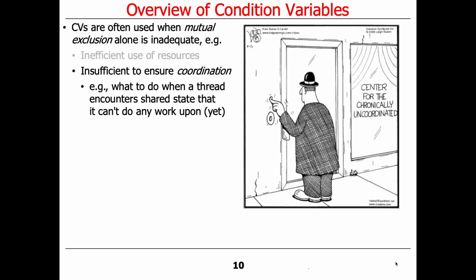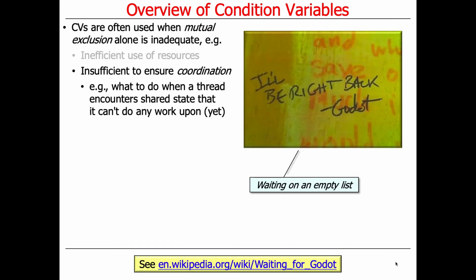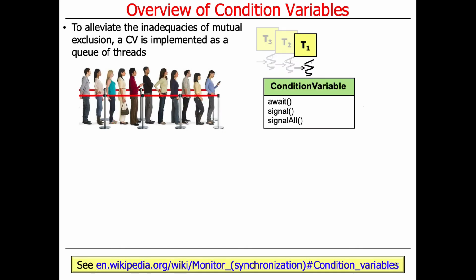Mutual exclusion mechanisms are also inadequate to ensure coordination. This basically occurs when a thread encounters some shared state condition that prevents it from making forward progress. So, for example, if you're trying to remove an element from an empty queue, you need to wait until that queue is not empty. That would be an example of something that requires coordination, and mutual exclusion really isn't the right choice for something like that. There are other examples of conditions where you need to wait, and mutual exclusion doesn't really give you the right vehicle for doing those kinds of things.